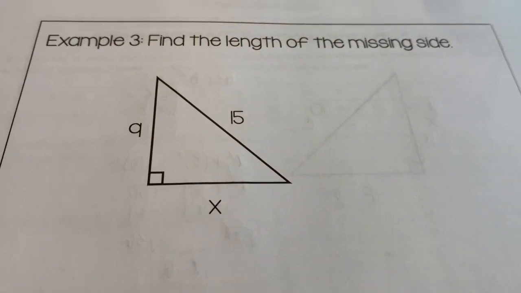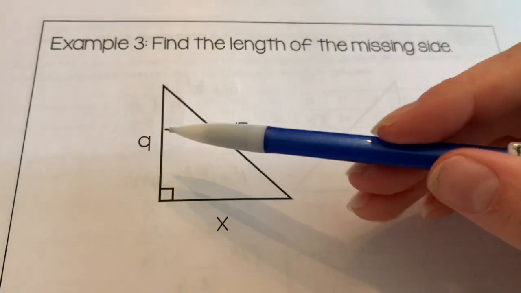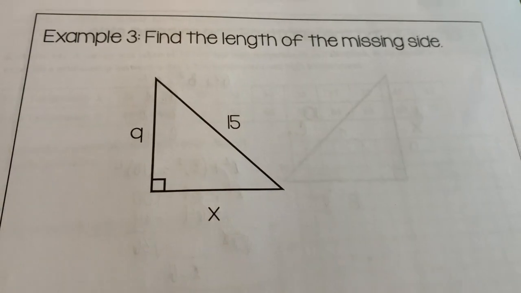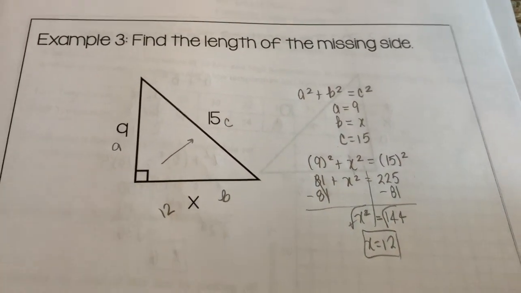One more example, so I'm going to have you guys pause and try this out yourself, and then unpause, and we'll go over it. This is a 9, by the way. All right, so go ahead and try it. Alrighty, hopefully you got 12 for x here.